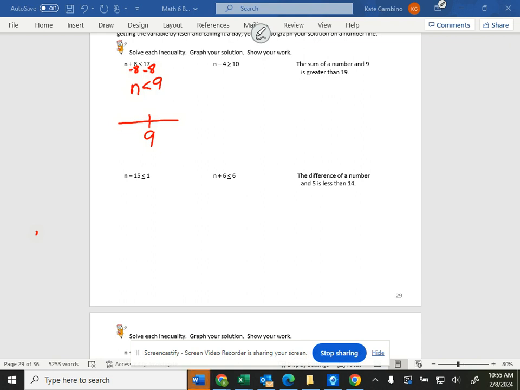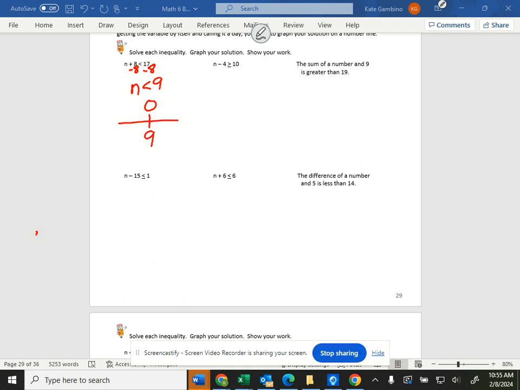Thinking about what we did yesterday. First step was number line. Second step is the circle. So I'm going to put a circle over my 9.